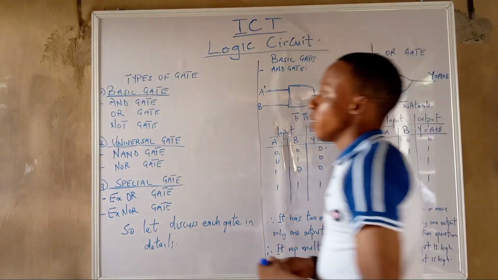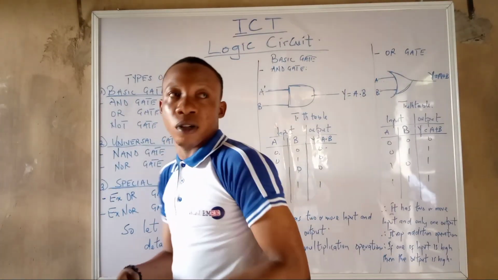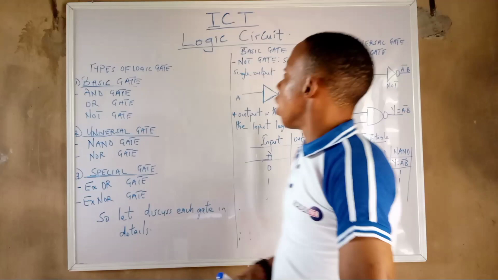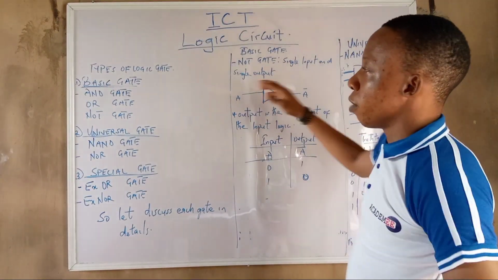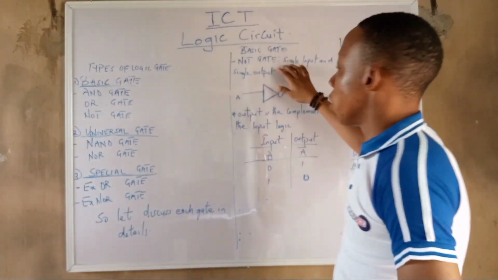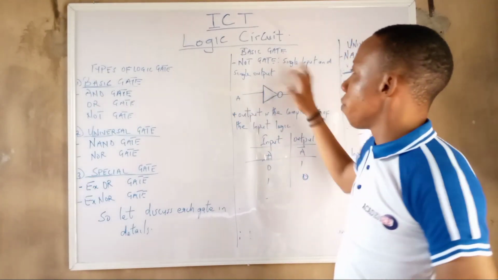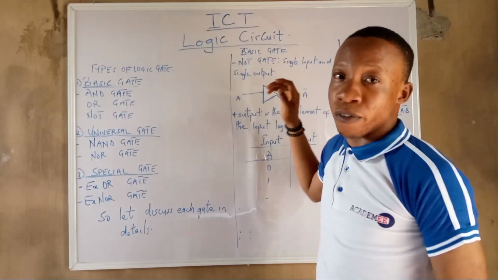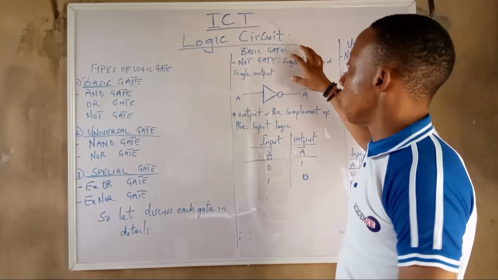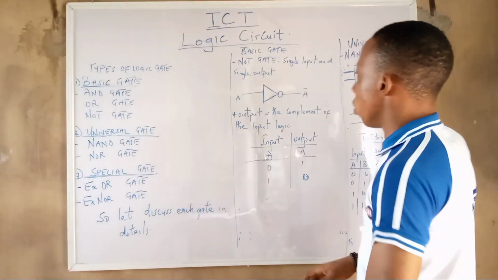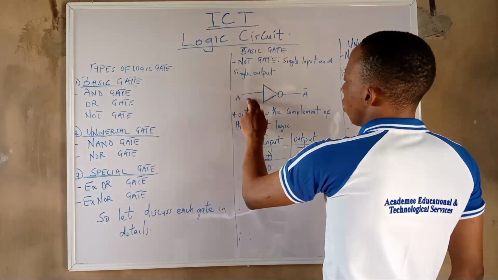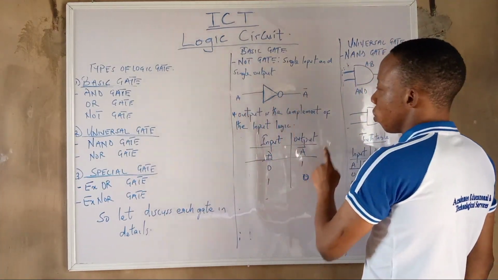So next, now we move to the last part of the basic gate, which is the NOT gate. Another name for the NOT gate is the inverter. In case you are solving any question and they ask you to draw the symbol for an inverter, they are simply asking you to draw the symbol for a NOT gate. So this is the symbol for the NOT gate, and this is the truth table.